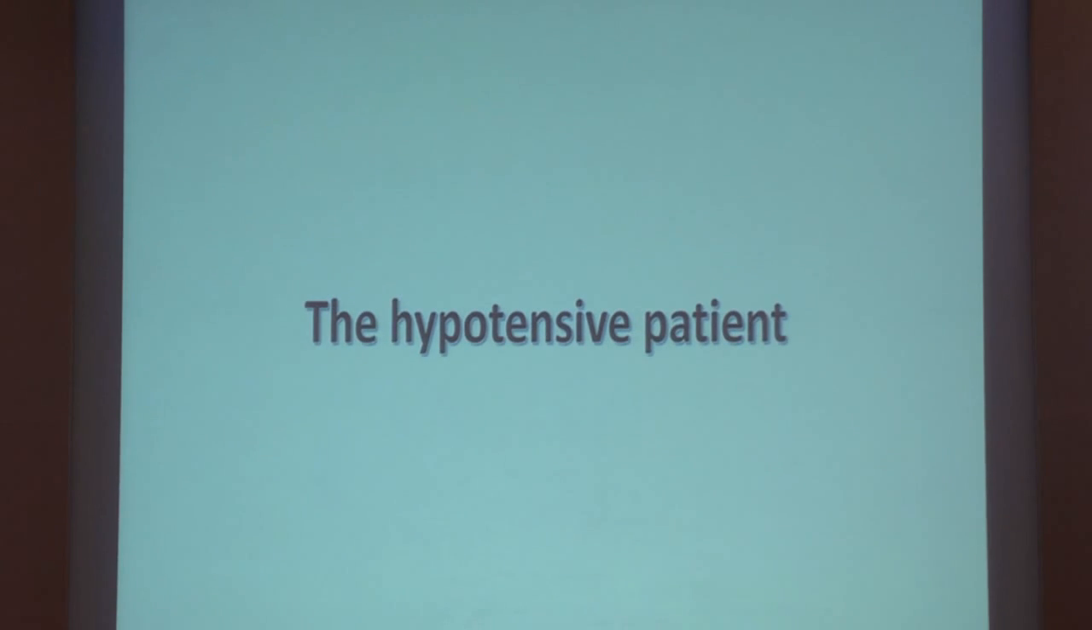The second question that comes to mind in a critically ill obstetric patient is, my patient is hypotensive. What is wrong? Is my patient bleeding? Or does she have peripartum cardiomyopathy? Or is my patient hypovolemic? How do you know?